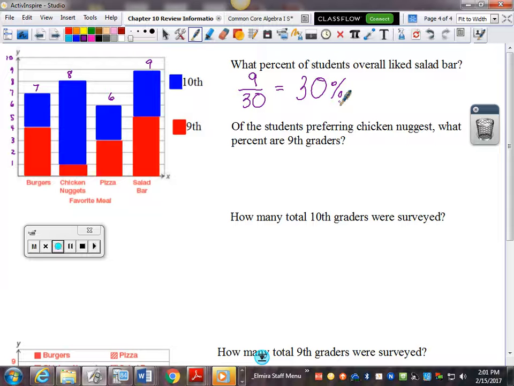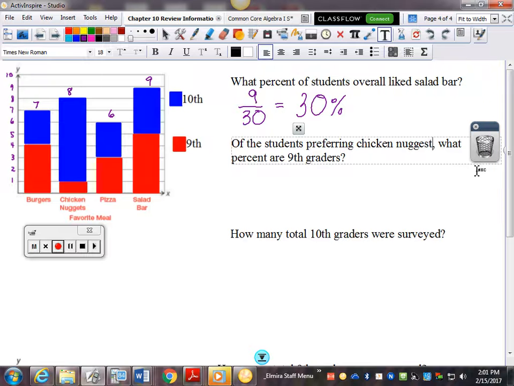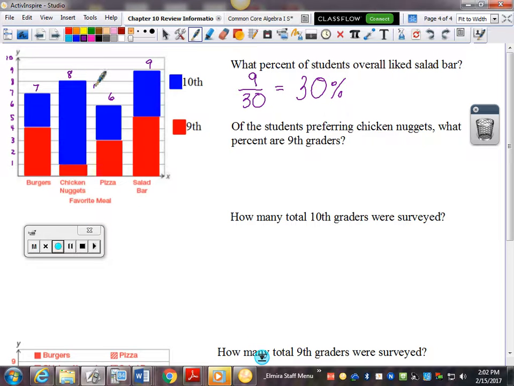Of the students preferring chicken nuggets, well, I meant nuggets, not nuggest. Oops, typo. Okay. Of the students preferring chicken nuggets, so we're only looking at the chicken nugget column. Okay, what percent are 9th graders? Okay, so let's see, chicken nugget column is 8 kids, and 9th graders, red is my key, and there's 1 of them. So 1 out of 8, which is 12.5%.